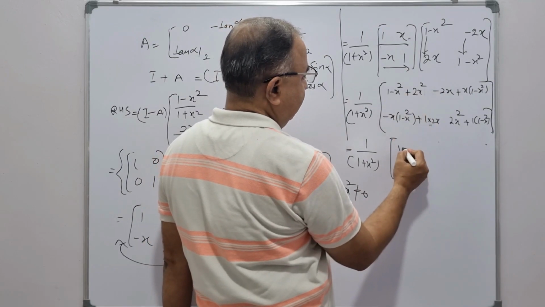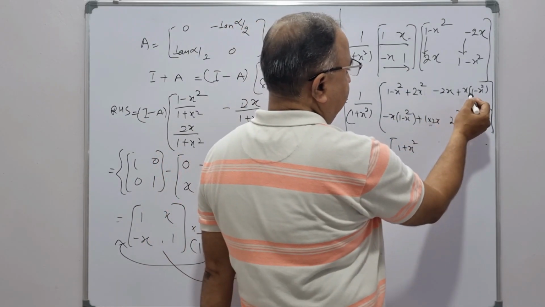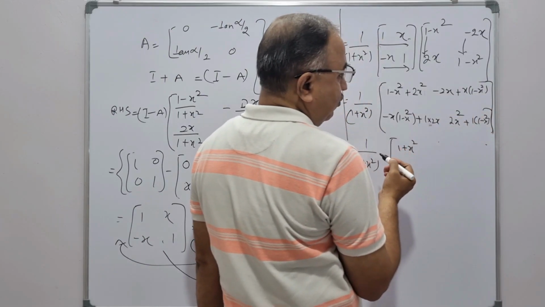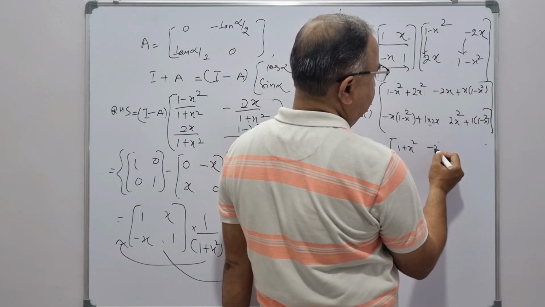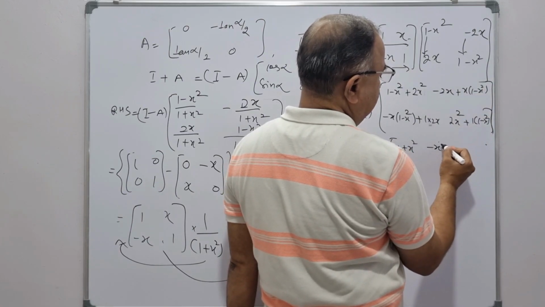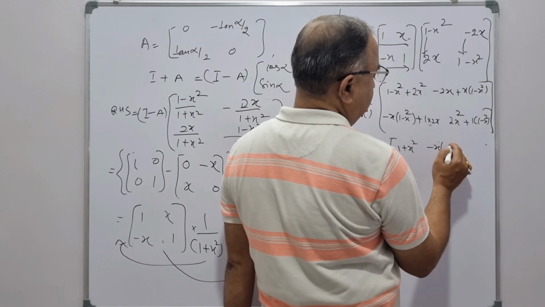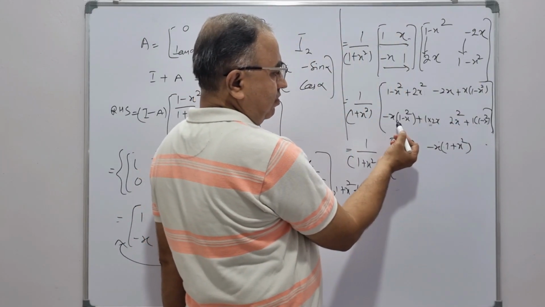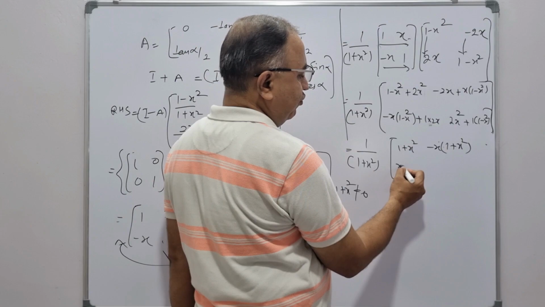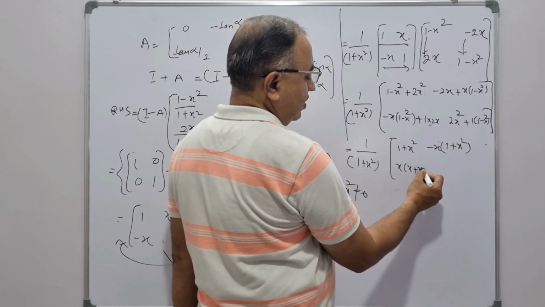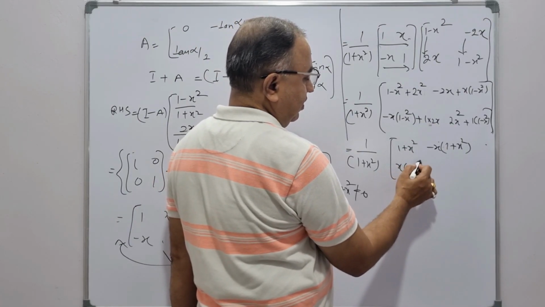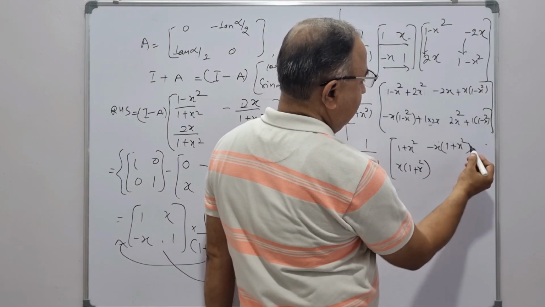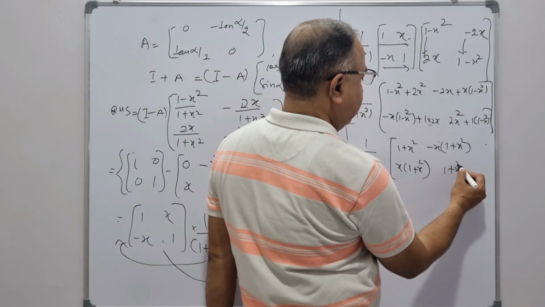2x square minus x square, it's x square. Then it is 2x square minus 2x minus x cube. So x minus 2x is minus x cube. We are taking minus x common. So what will it be? 1 plus x square. 2x minus x, it's x plus x cube, x common. It's again 1 plus x square. And it's 2x square minus x square plus 1 plus x square. Simple.